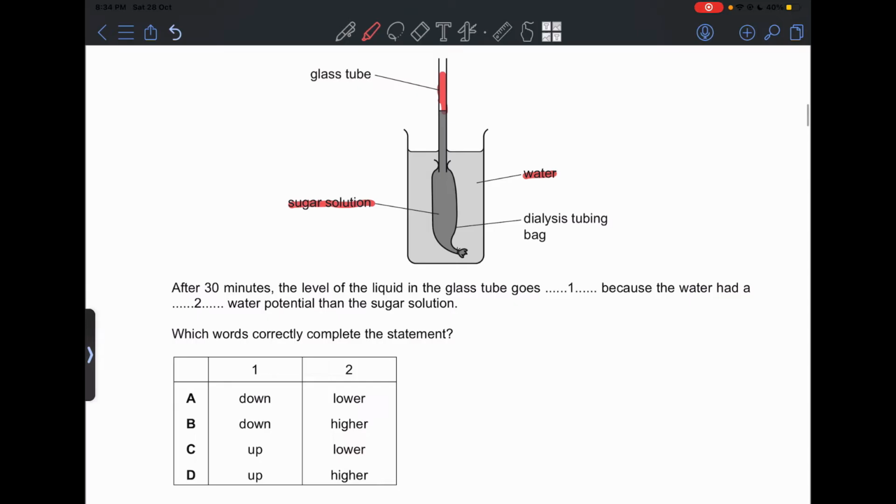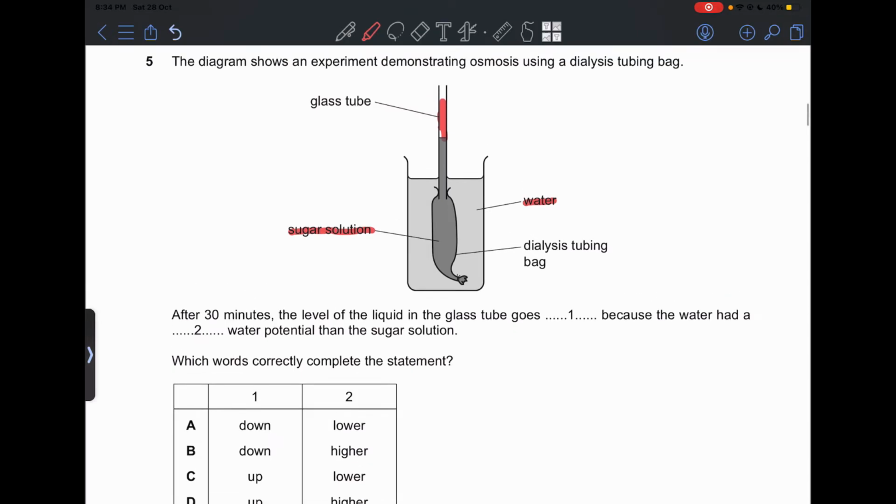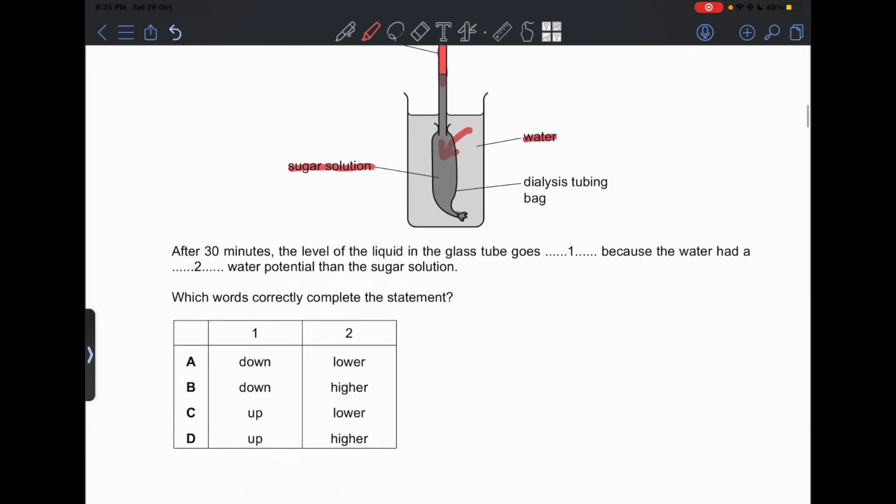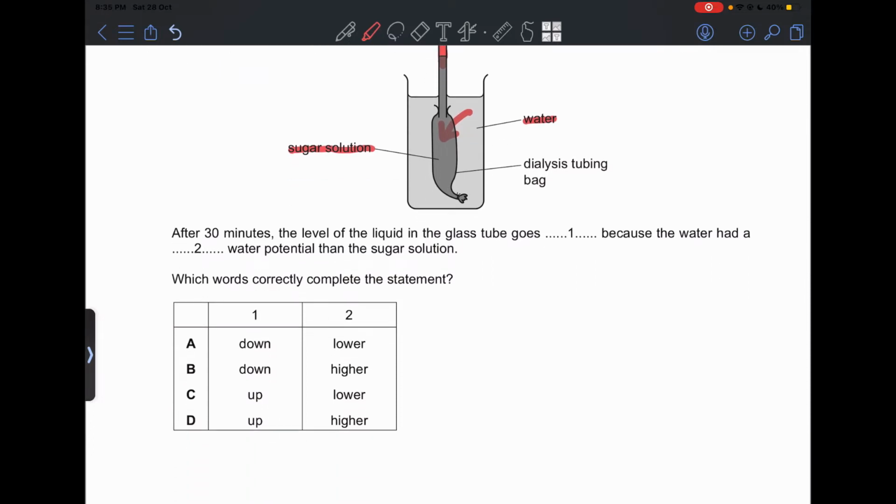So over here it says the level of the liquid in the glass tube will increase. This is because we know that it goes from high to low concentration. So the water will enter into this dialysis tubing bag and it will increase the amount of water inside, which will increase our level of water over here. So it's going to go up, not down. And also, the water has a higher water potential than the sugar solution. So our answer is actually going to be D.